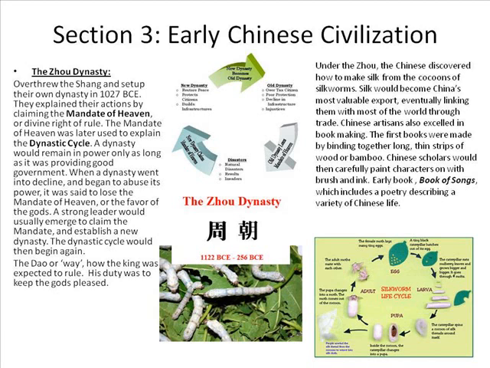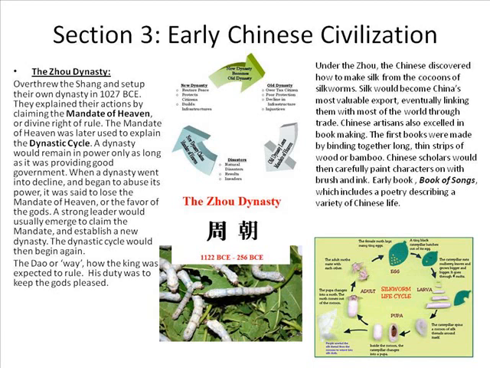The Tao, or way, was how the king was expected to rule; his duty was to keep the gods pleased. You guys can keep looking at the center where the dynastic cycle is represented. Under the Zhao, the Chinese discovered how to make silk from cocoons. The silkworms would become China's most valuable export, eventually linking them with most of the world through trade.